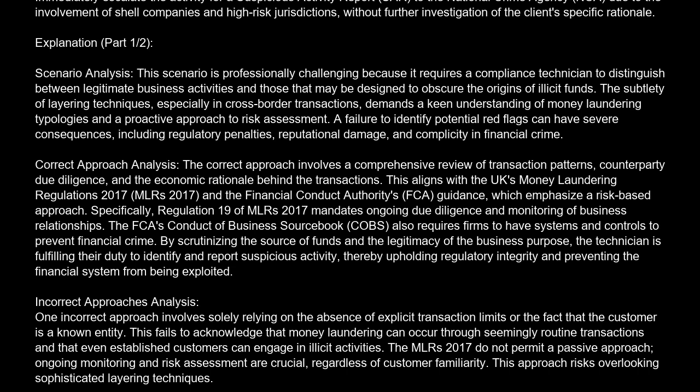Incorrect approach analysis. One incorrect approach involves solely relying on the absence of explicit transaction limits or the fact that the customer is a known entity. This fails to acknowledge that money laundering can occur through seemingly routine transactions and that even established customers can engage in illicit activities. The MLRs 2017 do not permit a passive approach. Ongoing monitoring and risk assessment are crucial, regardless of customer familiarity. This approach risks overlooking sophisticated layering techniques.